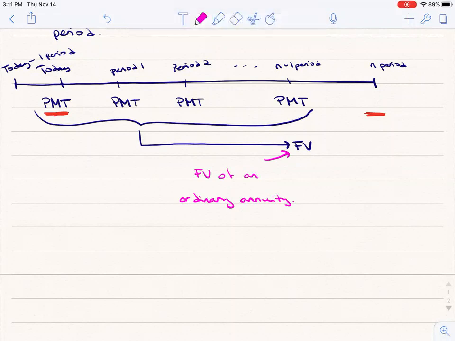So that's not exactly what we want. It's close to what we want, right? But if I'm making payments at the beginning, and I'm going to the end of the nth period, then we need to get interest for this extra period, right? That I've got my money sitting there.